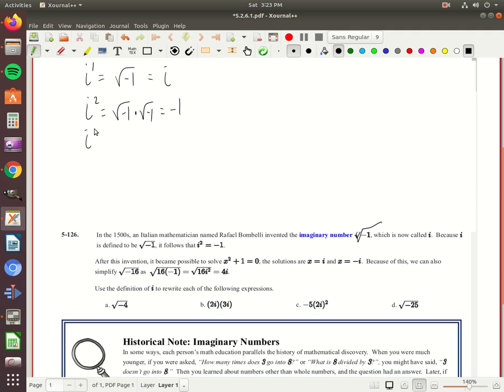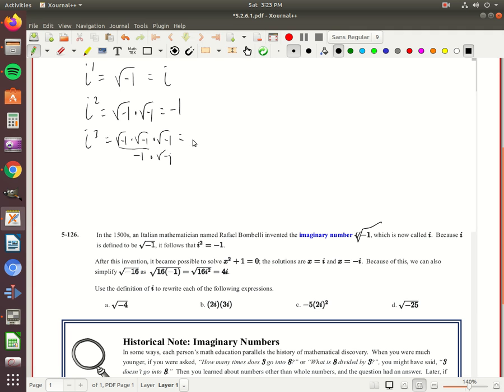What if I have i to the third? Well, think about it. I have the square root of -1 times the square root of -1 times the square root of -1. Well, I already know that the square root of -1 times the square root of -1 equals -1 times, right, the square root of -1.